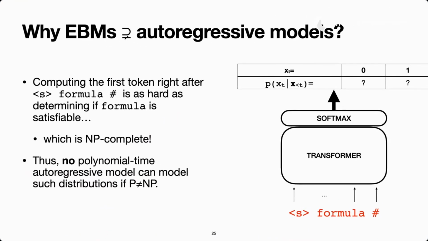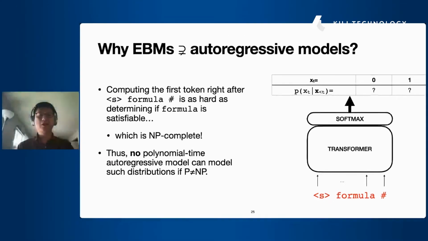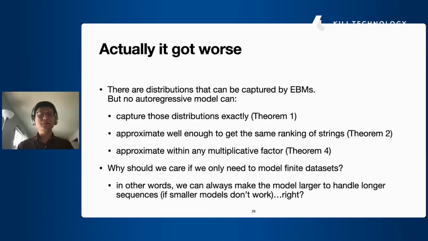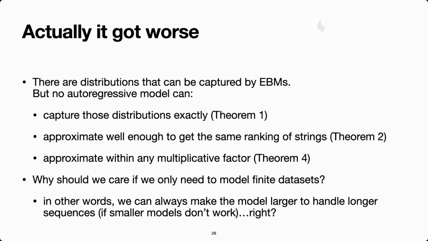More formally, we can show that computing the conditional probability of the first bit is an NP-hard problem. Therefore, no polynomial time autoregressive model can model such conditional distributions if P is not equal to NP. Actually, we can show some even stronger results. There are distributions that can be captured by energy-based models, but no autoregressive model can capture the distribution exactly, approximate them well enough to get the same ranking of strings, or even just approximate within any multiplicative factor.